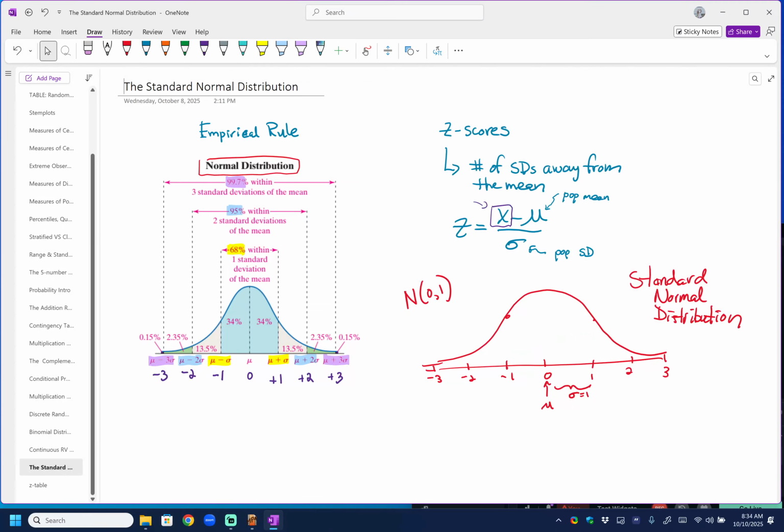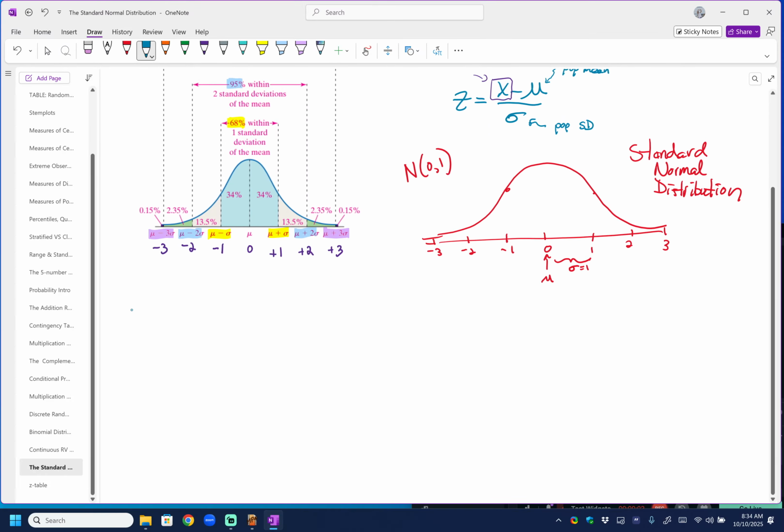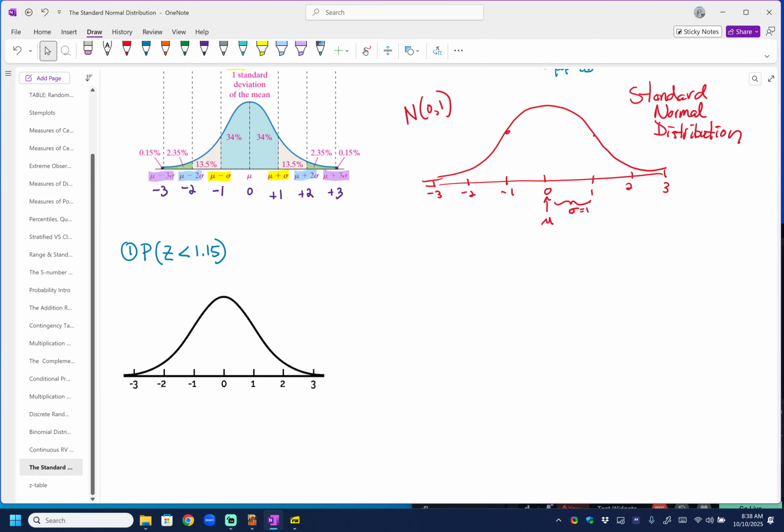For example, let's say that we wanted to know the probability that a value of z is less than 1.15. First thing to do is we have a picture of the standard normal distribution so that we can visualize this entire process. So we want to find 1.15 on the graph, which will be approximately right there. So I'm just going to draw a line above it. This is asking for the probability that any z-value falls below 1.15 on this graph.